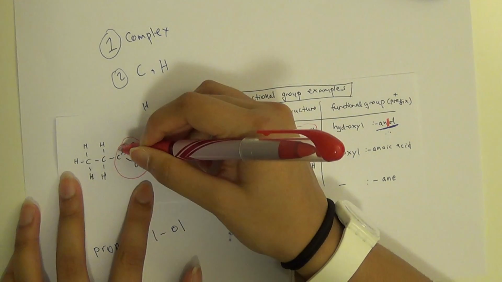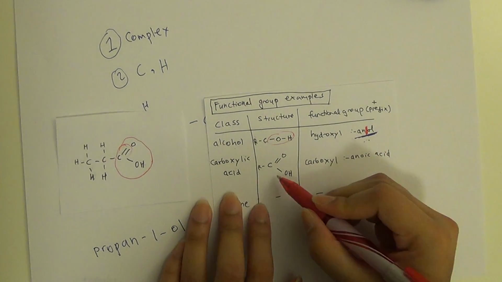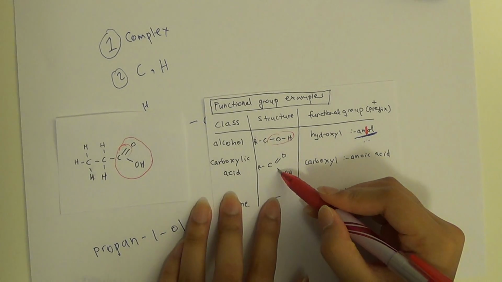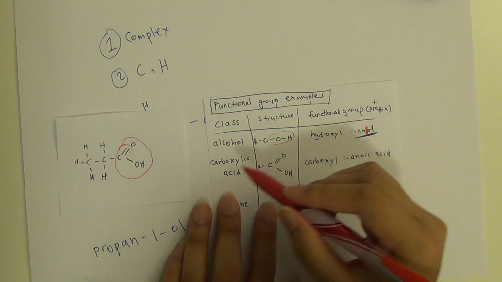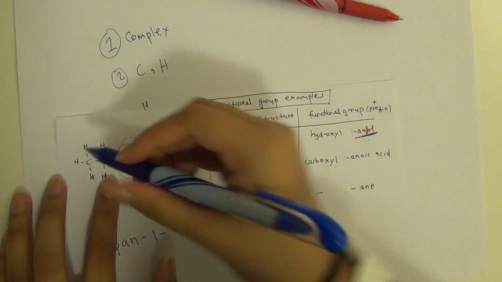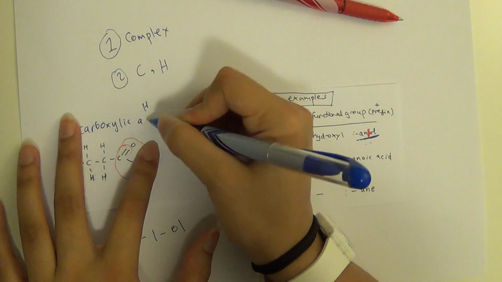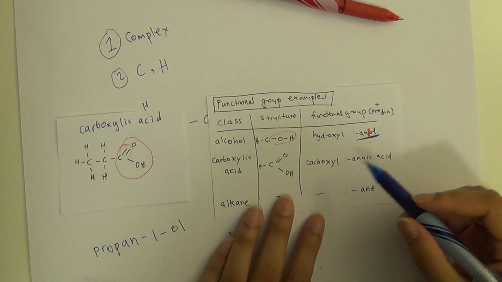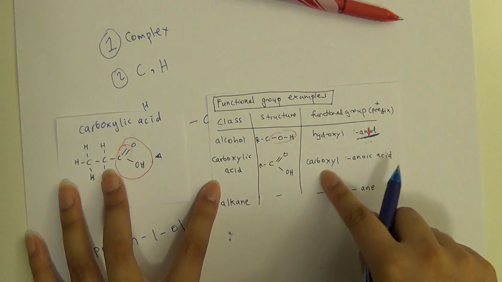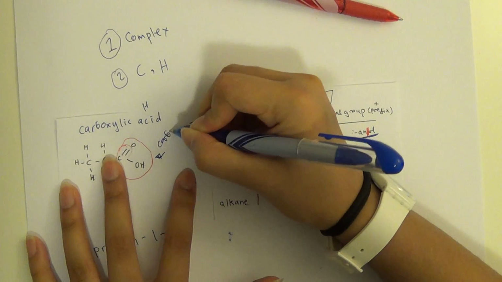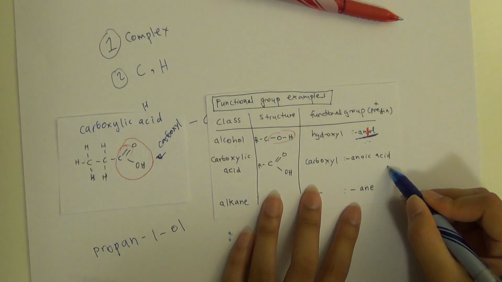So this functional group, you'll need to memorize, and I've got it here. But basically, you can match this up and see that this is a carboxylic acid. See the double bond to the O and then the single bond to the OH makes it a carboxylic acid. So you know that this organic compound's class is a carboxylic acid. The functional group itself is called carboxyl. And the ending to it is anoic acid.